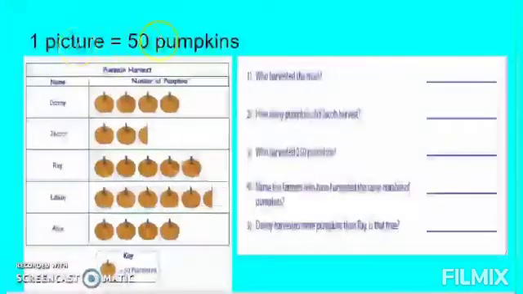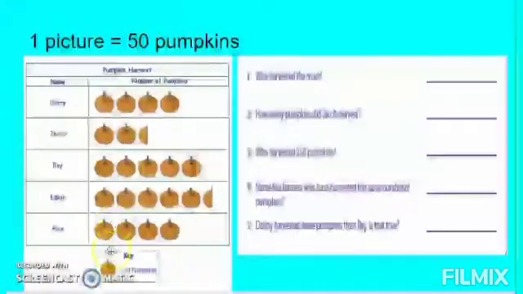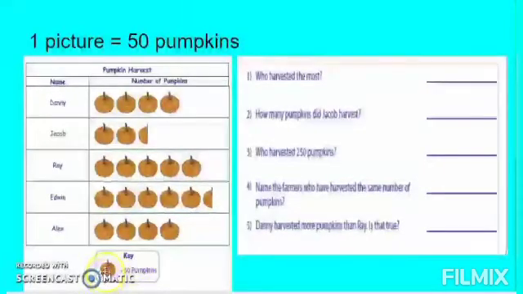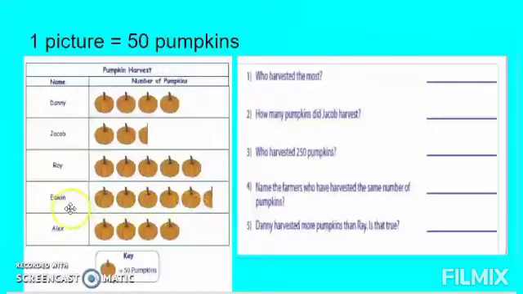Now here, one picture is equals to 50 pumpkins. You can see the key is written here. One picture is 50 pumpkins. So who harvested the most? So we can see who has the most pumpkins. Edwin is the correct answer here.